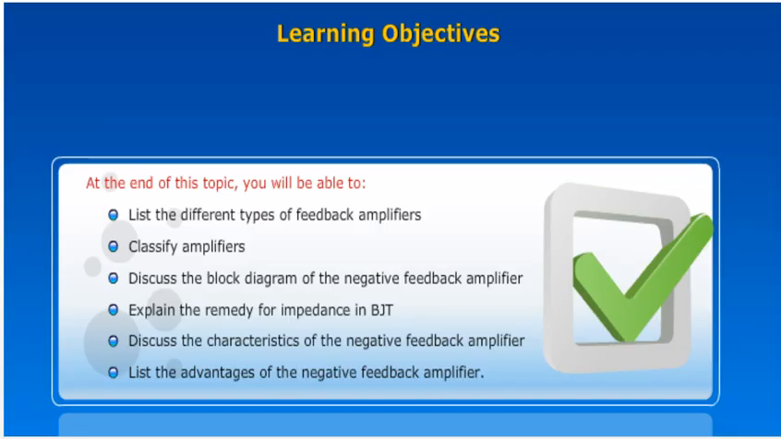So these are the learning objectives of your feedback amplifiers. We'll see what the need of feedback is, and next we'll see the different types of feedback amplifiers, and we can go with a classification of amplifiers, especially discussing the negative feedback amplifiers in this concept. And to increase the impedances, we will see what techniques are used in the feedback amplifiers. So explain the remedy of impedance in the BJT, and next we can discuss the characteristics of the negative feedback amplifiers, and finally we will see the advantages of feedback amplifiers.